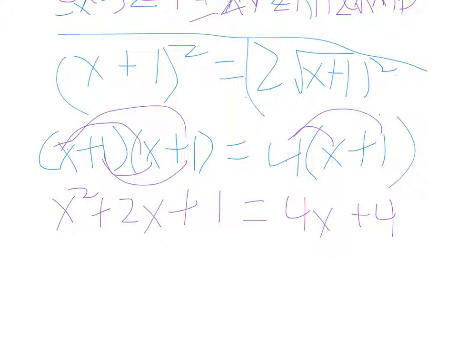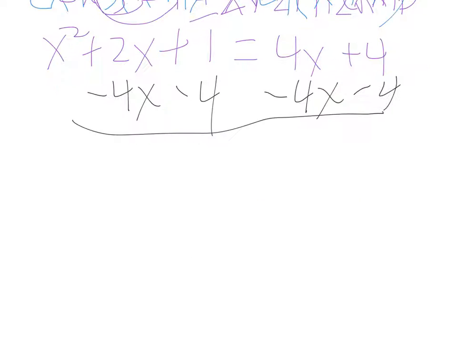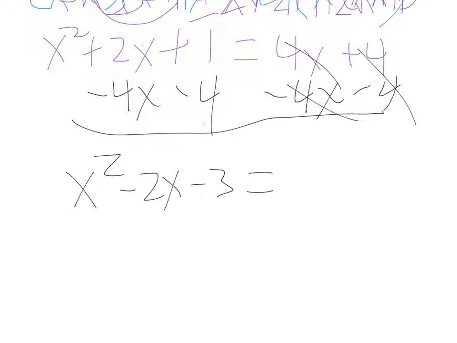Now, let's get everything on the same side so we can have a quadratic we can factor. Subtract 4x and subtract 4 from both sides. And that would give you x squared, and then 2x minus 4x would be minus 2x, and then 1 minus 4 would be minus 3. Equals, everything cancels out, so it'd be 0.